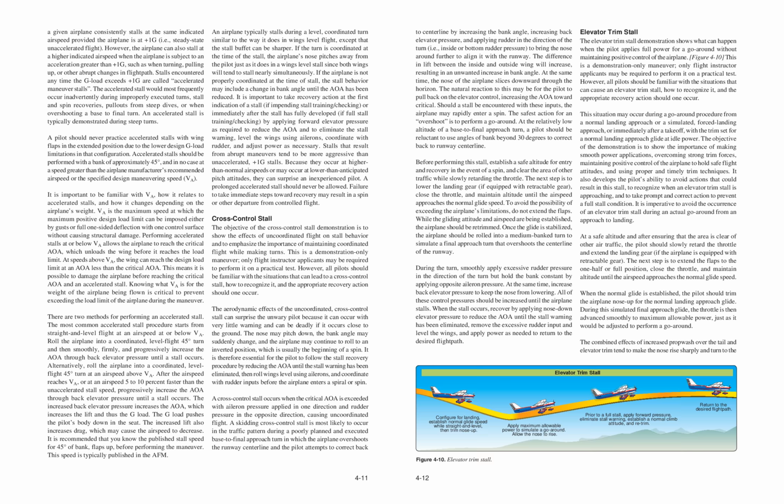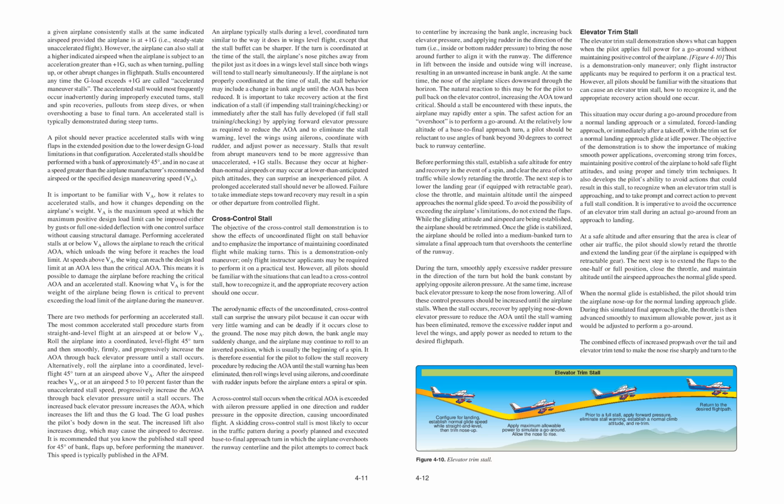The safest action for an overshoot is to perform a go-around. At the relatively low altitude of the base-to-final approach turn, a pilot should be reluctant to use angles of bank beyond 30 degrees to correct back to runway centerline. Before performing this stall, establish a safe altitude for entry and recovery in the event of a spin, and clear the area of other traffic while slowly retarding the throttle.